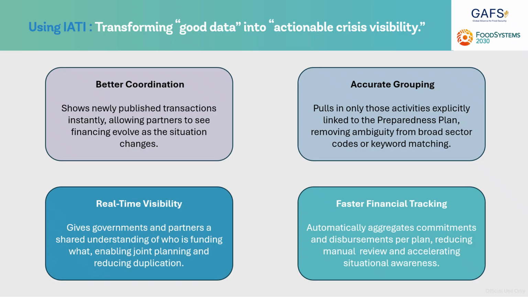Bringing all of this together, the dashboard depends on the transparency and structure that IATI publishers provide. The broader food security methodology helps us understand where financing is flowing, and the preparedness plan tagging allows us to show in real time how partners are responding once a plan is triggered. That combination gives countries and development partners a clearer, more accurate picture of what's happening during fast-moving food security crises.